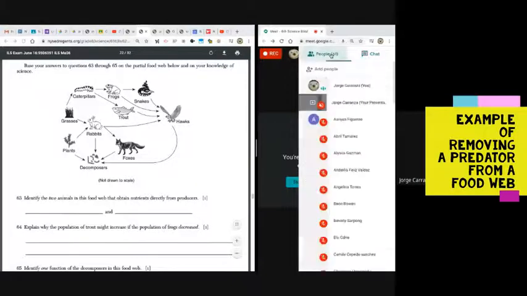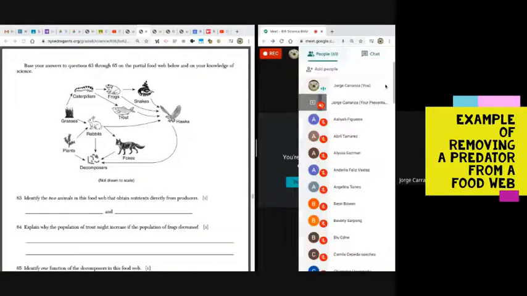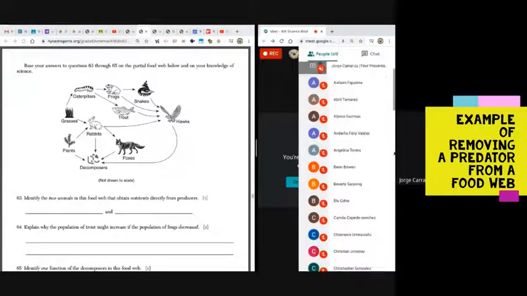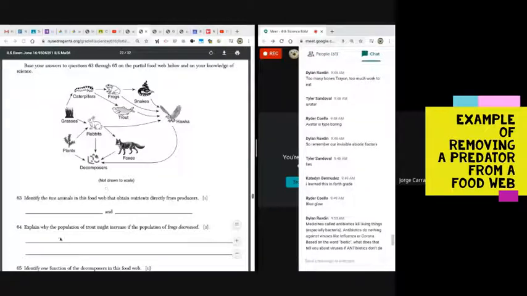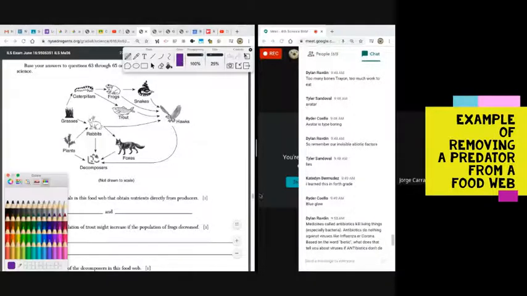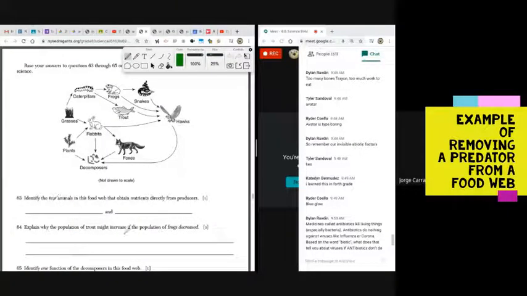I'm not going to tell you who the producers or the consumers or the decomposers are. Thank you for muting yourself. But the question says, what will happen if we remove the frogs? So if the frog population decreases, what's going to happen with the trouts?